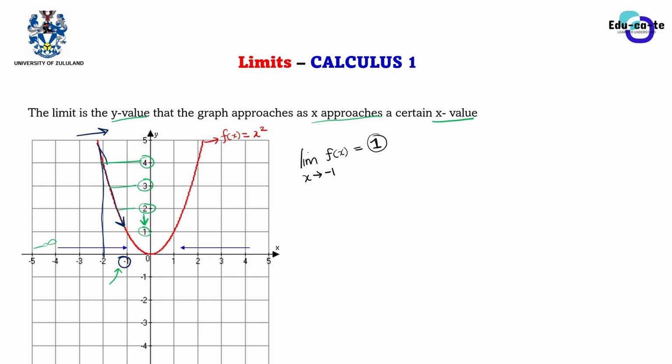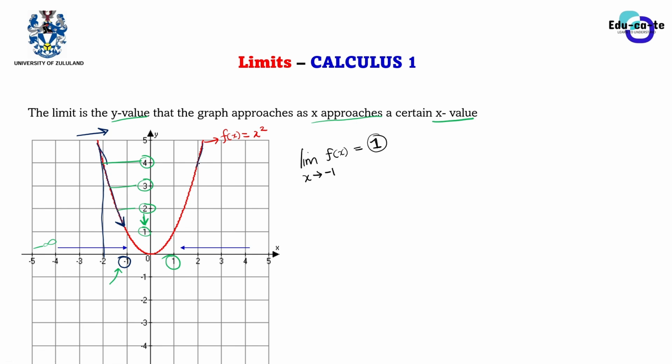Let us look at another one. If we approach +1, here is +1 on the x-axis. So if our x values approach +1, the y values, which value are they approaching? So let's just say we are approaching from the right. So this is on the function. You approach on the function.